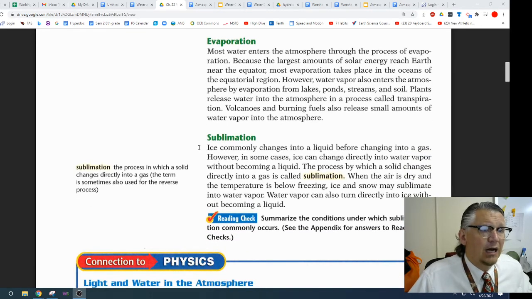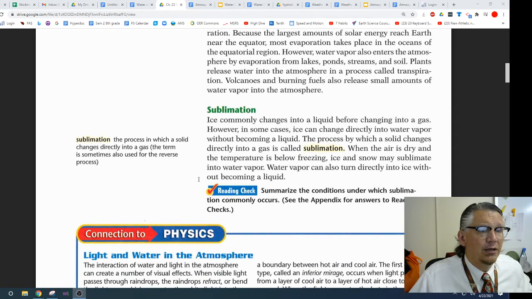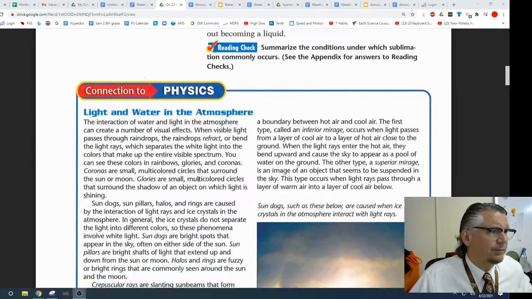Sublimation. Ice commonly changes into a liquid before changing into a gas. However, in some cases, ice can change directly into water vapor without becoming a liquid. The process by which a solid changes directly into a gas is called sublimation. When the air is dry and the temperature is below freezing, ice and snow may sublimate into water vapor. Water vapor can also turn directly into ice without becoming a liquid.